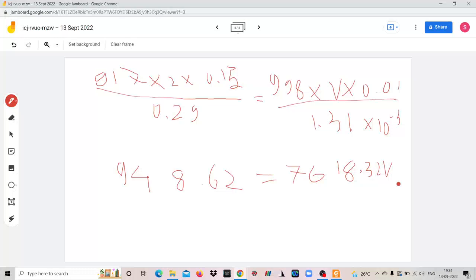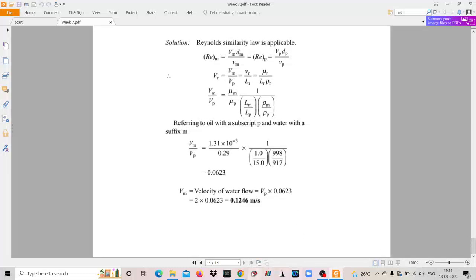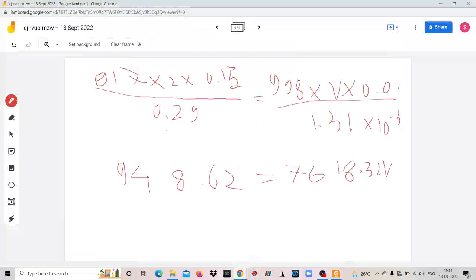948.62 divided by 7618.32. So 0.1245. So this answer seems to be correct. That is given here as 0.1246. Yes. So it is 0.1246 meter per second. Anyways, there might be some small calculation error, but what is important is that the procedure should be clear.